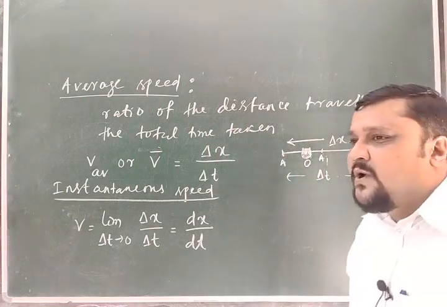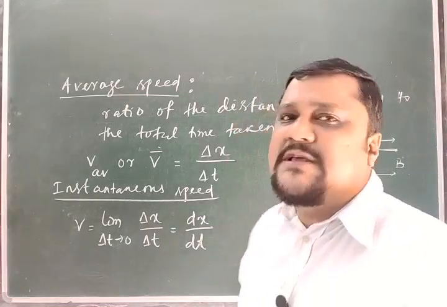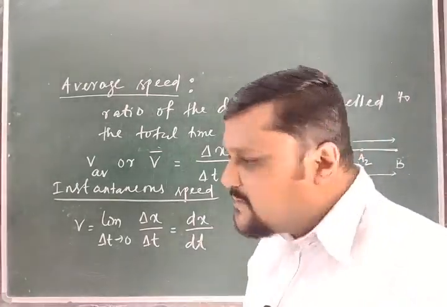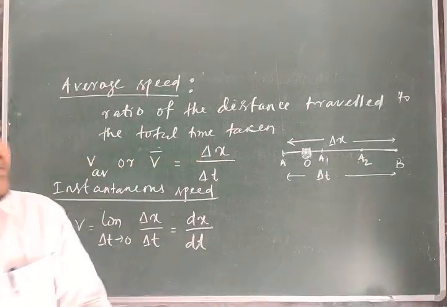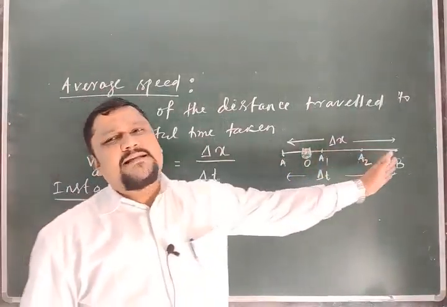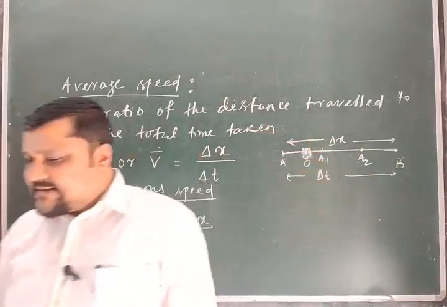So constant speed means what? The body is moving with a uniform speed. For uniform speed, the average speed is equal to the instantaneous speed. It means throughout this total path, whatever average you get is the instantaneous speed.